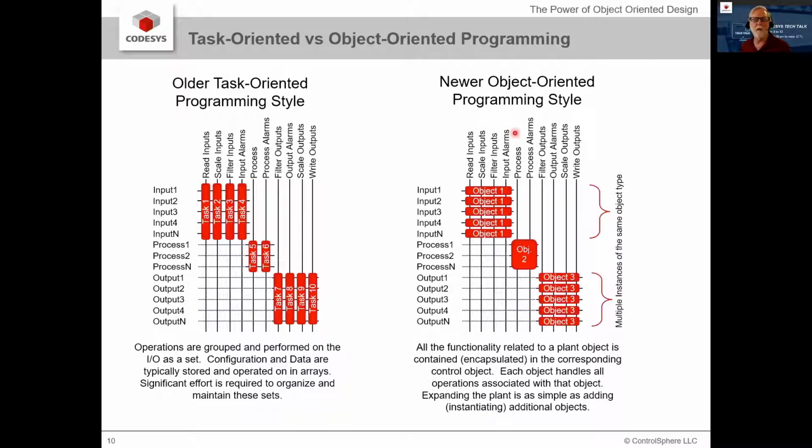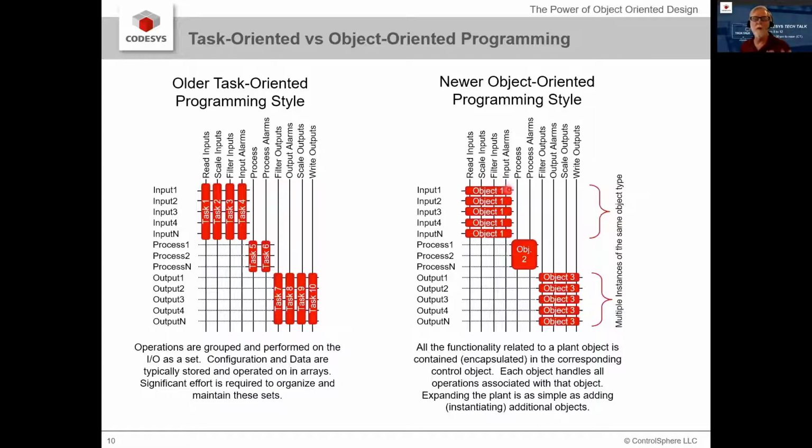Now, object-oriented industrial programming turns that task-oriented approach basically on its side. So instead of all the functions being spread out amongst many tasks, the functionality is contained inside each object. A single object performs everything that's associated with that input, in this case. It reads the input, scales the input, filters the input, does all the alarming on the input.